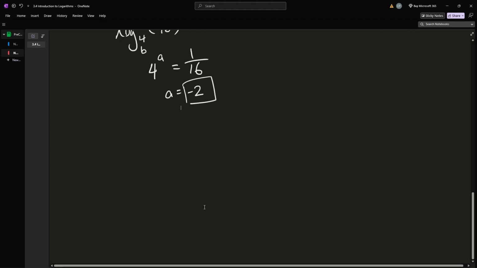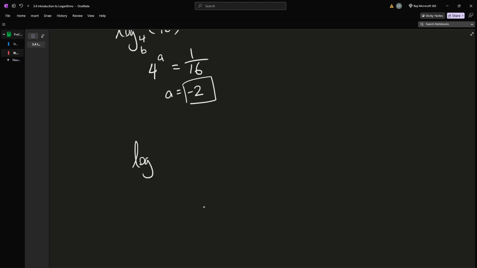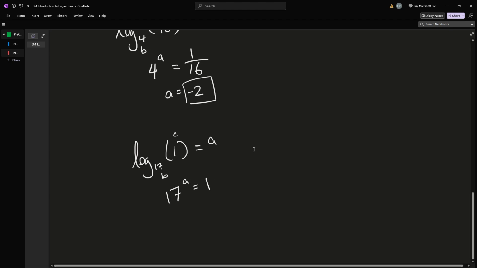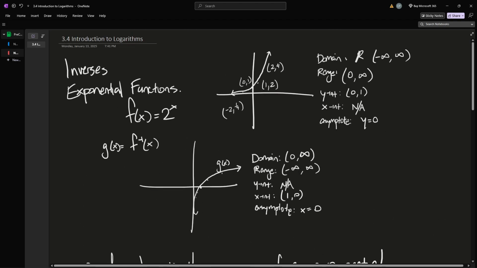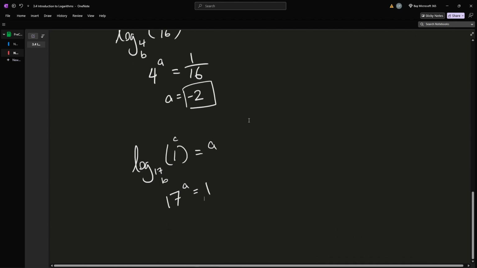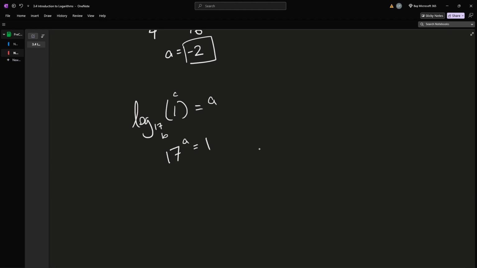Next up. Log base 17 of 1 equals what? Evaluate this. So B, C, and an A. 17 to the A power equals 1. How do we get something to equal 1 to some power? This is a rule that we had all the way back up here, where to get the output of 1, we need input of 0. And that is a rule for all exponents. Anything to the 0 power is 1. We need 0 17s to get 1. So A will be 0.